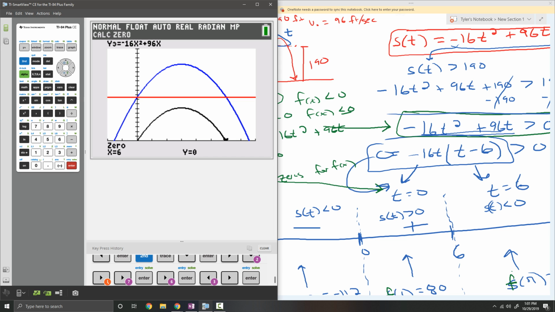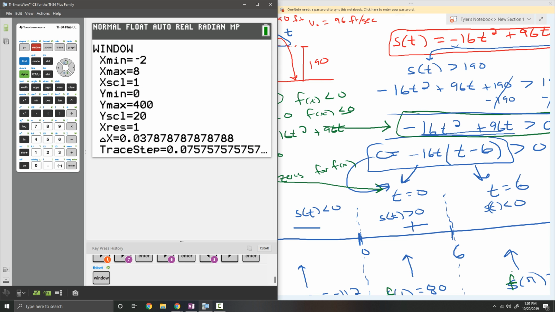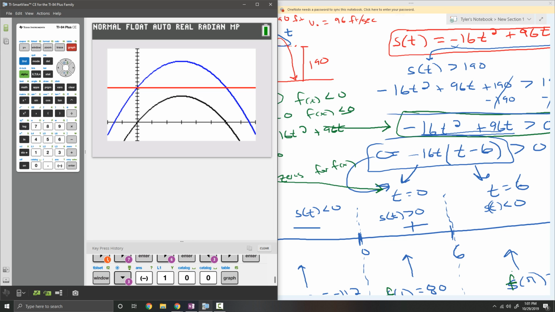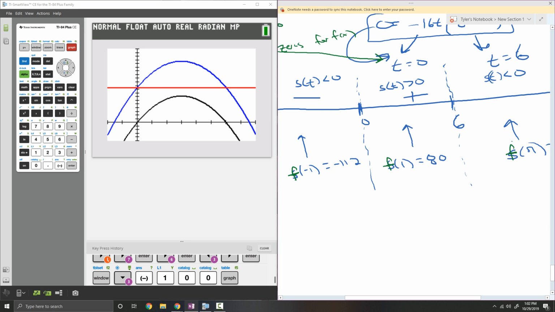So if I change my window a little bit, maybe for the y, let's go down to like negative 100. So basically what we did is we tested some points. Here I plugged in -1 into the function, so -1 was down here at -112, and that means the graph's negative down here. And when I plugged in f of 1, that was this point, we found that to be 80, and that was positive. So it means this region's positive.